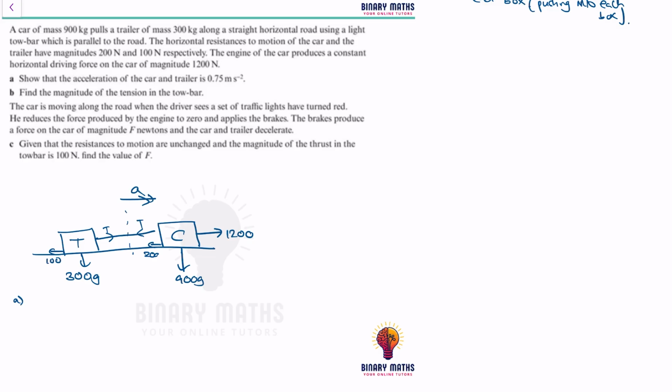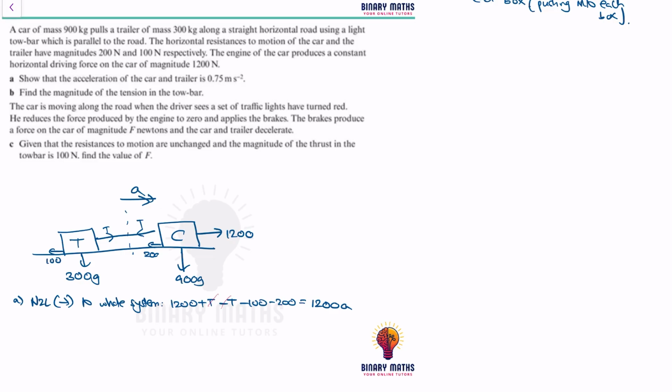Part A, show that the acceleration of the car and the trailer is 0.75 meters per second squared. So first thing we have to do is, because we have too many unknowns, we want to ignore tension. So apply Newton's second law horizontally to the whole system. Then forces going forward are 1200 plus T, and taking away the forces acting to the left, which is take away T, take away 100, take away 200, must be equal to total mass, which is 1200 kg, so 1200 times acceleration.